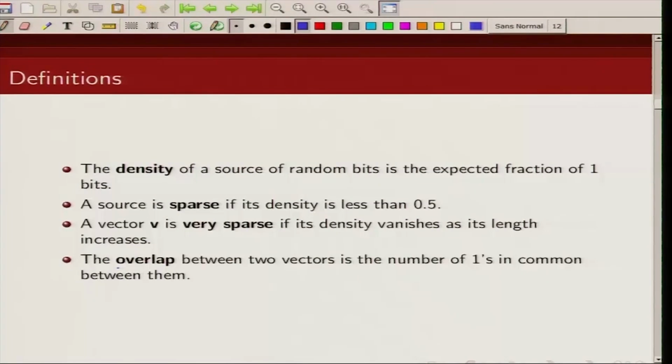We will also define a term called overlap. If you have two n-tuples, we call the overlap between the two vectors the number of positions in which the ones are common. So, for example, if you have a vector V0 which is 1 0 0 1 1 0 1, and a vector V1 which is 1 0 1 0 1 1 0, then we can see there is an overlap in one location, two locations. So, there is an overlap of 2.